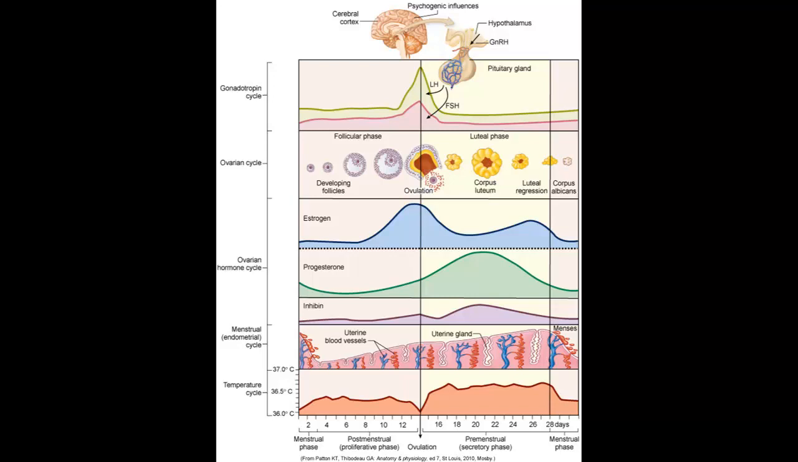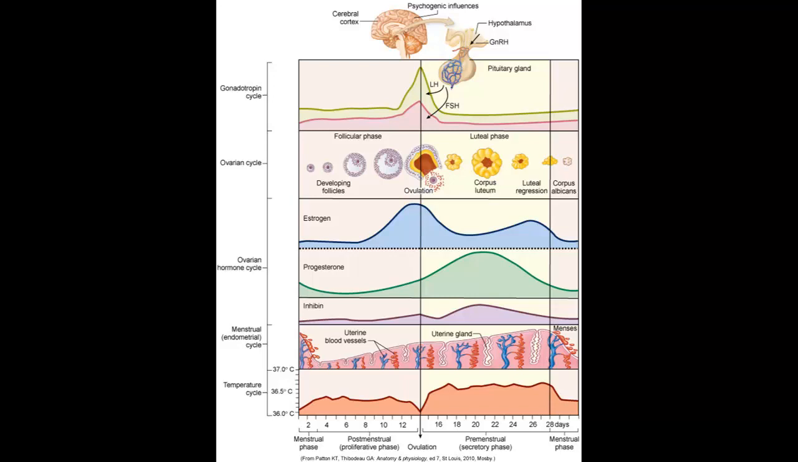The other thing to notice is at the bottom of the page there, when we're looking at the temperature cycle, notice how much of an increase there is in temperature during that premenstrual phase. So we could monitor the patient's body temperature to be able to predict when they're going to ovulate and when the period is going to be, to some extent. That's not always totally accurate, but that is another possibility of how that's going to occur.